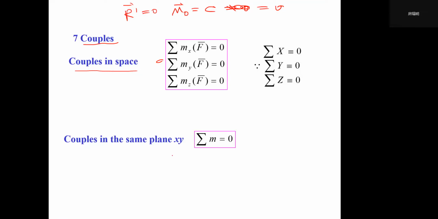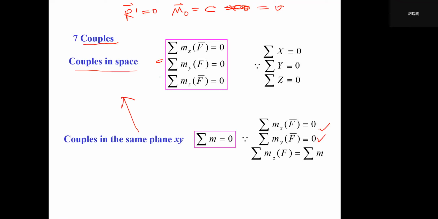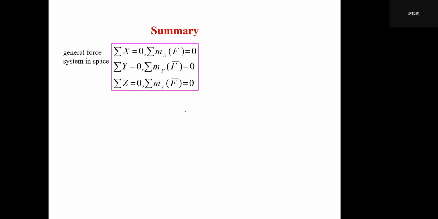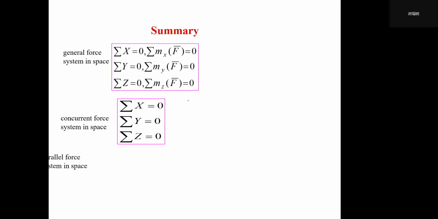And the couple in the same plane will only have one equation, right? Because we can look at couples in the same plane as a special case of couples in space, because this one and this one change into identities, 恒等式, always true, right? So it only has one equation left. So we talked about a lot of things. So we can do a very short summary.